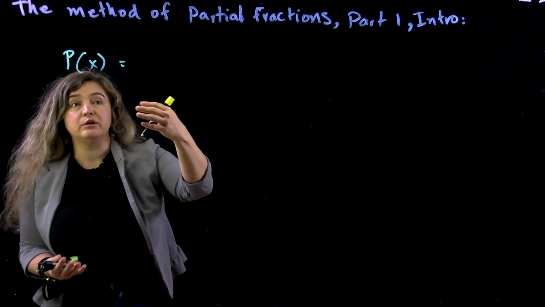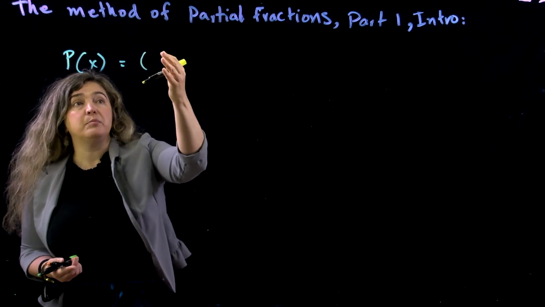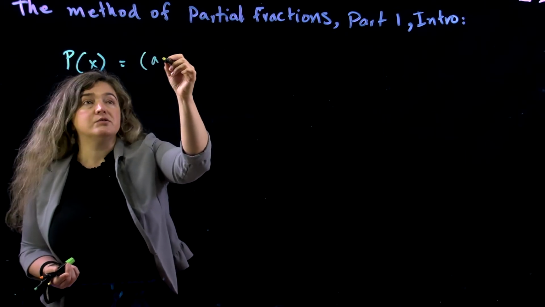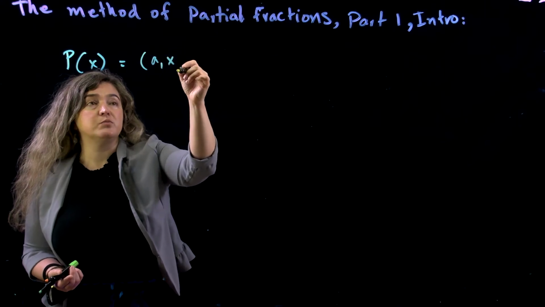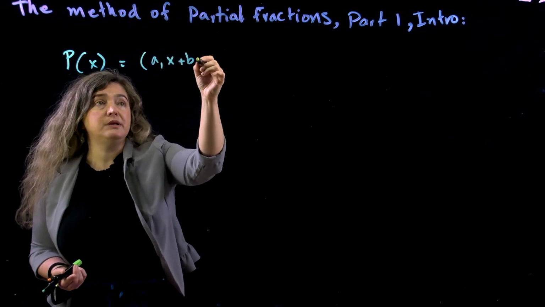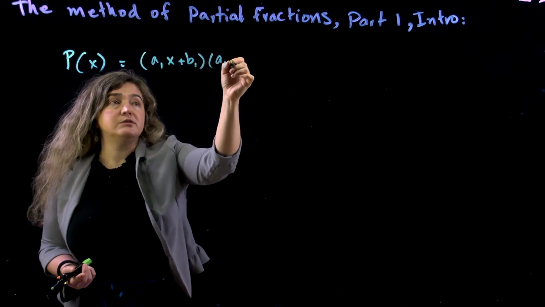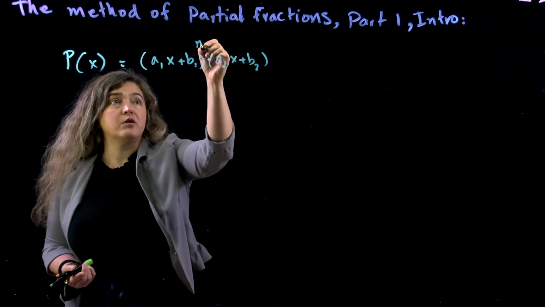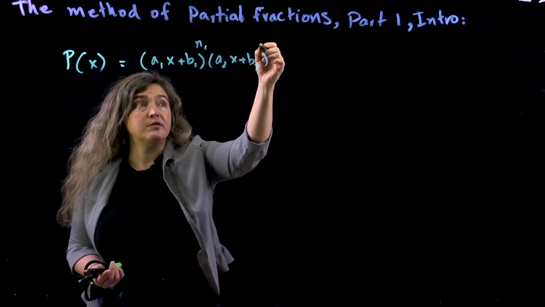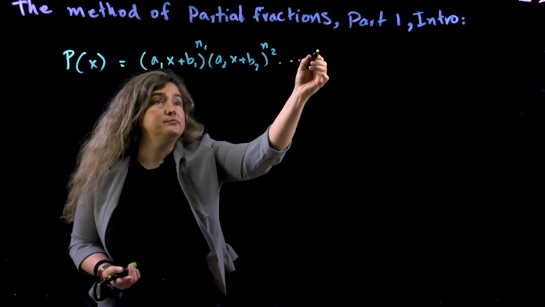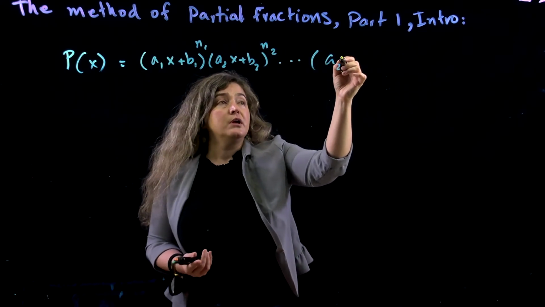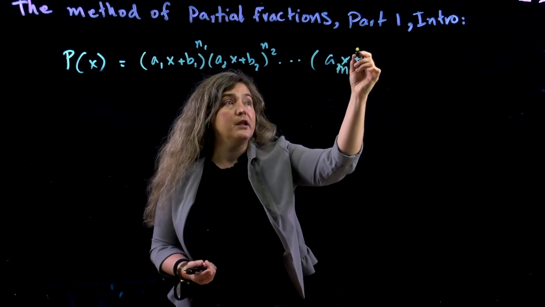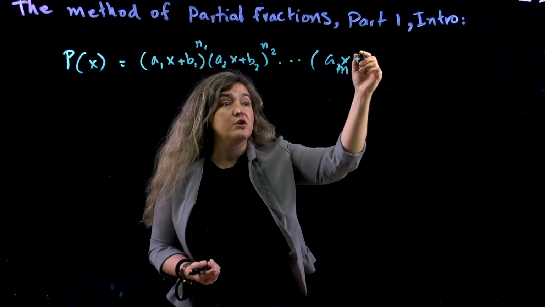factor this polynomial into polynomials of degree 1, that is linear. So let's say a1 x plus b1 times a2 x plus b2. Some of these are of degree 1, some of these are degree higher. And then also some of these factors are going to be quadratic.